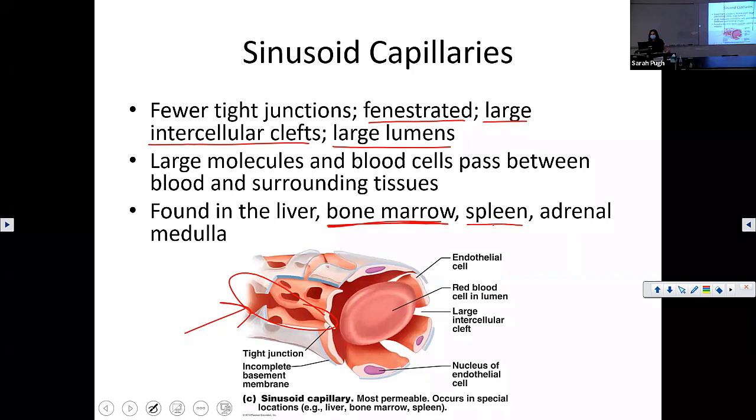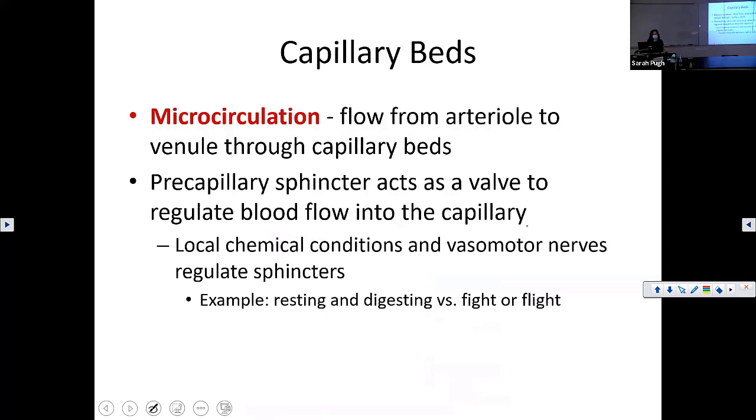You're going to have them in the spleen. What does your spleen do? Graveyard. It does what? Yes. Red blood cell graveyard. So we're taking red blood cells out of circulation in the spleen, which means we've got to pull them out of the capillaries. So we're going to have these big sinusoid capillaries in areas where we need to pass cells back and forth. Okay. Now that we know our kinds of capillaries, again, I listed them in order. We went through them in order of least permeable, okay, continuous capillaries, to most permeable, those sinusoid capillaries.